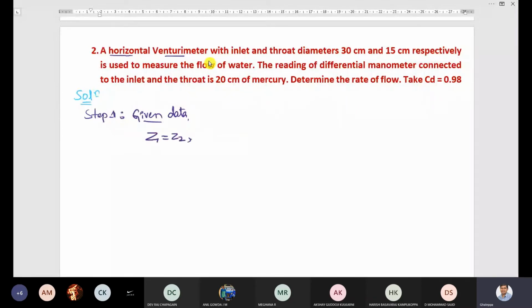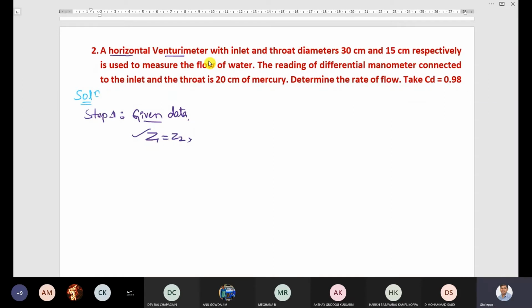Dear students, sometimes they give a vertical venturimeter, but even though, they will not mention the length between the inlet and the throat. In such a case, we take Z1 is equal to Z2. But if they particularly give the distance between inlet and throat as 50 centimeter or 20 centimeter like that, then you take the difference between Z1 and Z2 as 50 centimeter. If it has not been mentioned, we cannot assume, it is not a standard data.